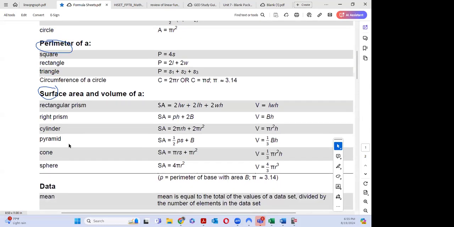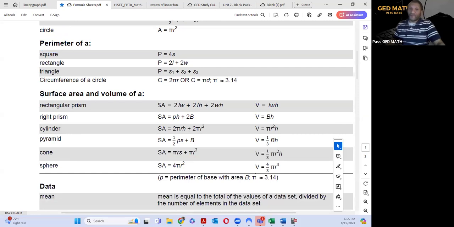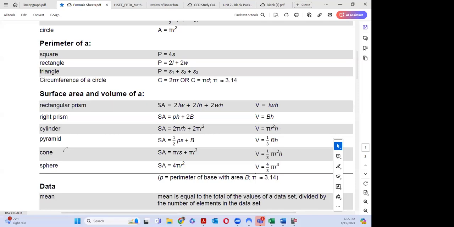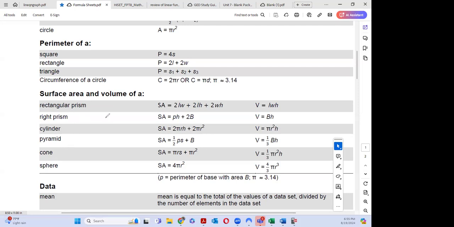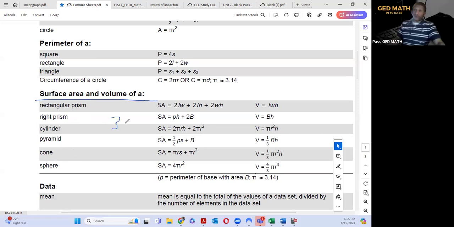Geometry. Now we're talking about volume. Let me clear the screen. When we talk about volume and surface area, you can probably have three questions. On surface area and volume, you're going to get three. So it might be sphere, it might be cone, it might be pyramid, it might be cylinder, it might be rectangular prism. I haven't seen right prism. I mean, you might have it.